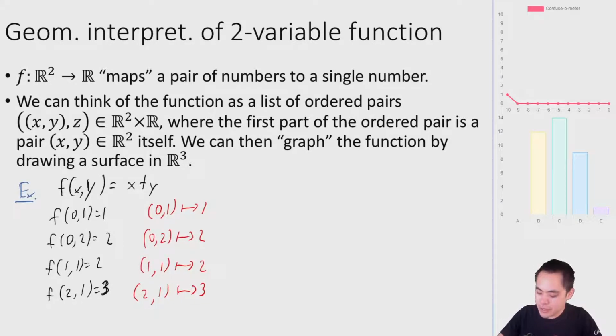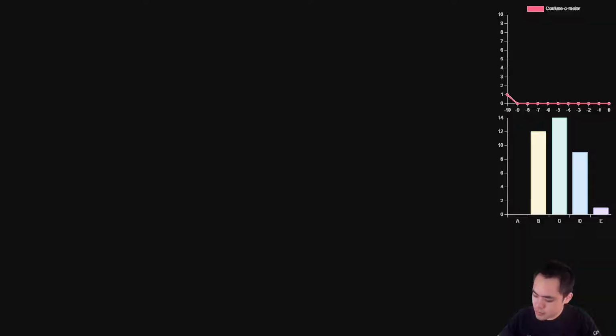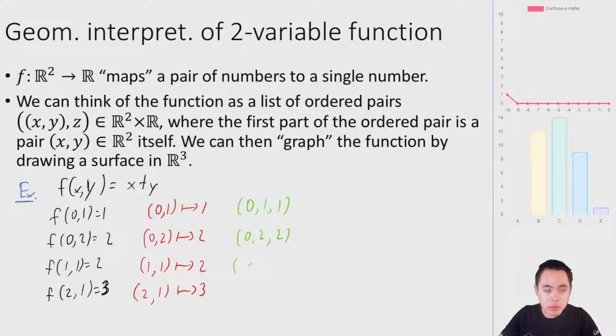And of course, we can write this as an ordered pair. I think I used green a moment ago. 0, 1, 1, 0, 2, 2, 1, 1, 2, and 2, 1, 3. Okay, so if we're given that, then if we draw this out, I'm only going to draw a single point because drawing 3D is hard, and I'm going to have a computer do it for me.